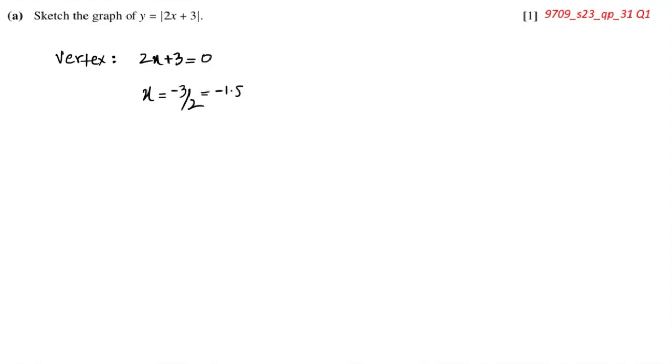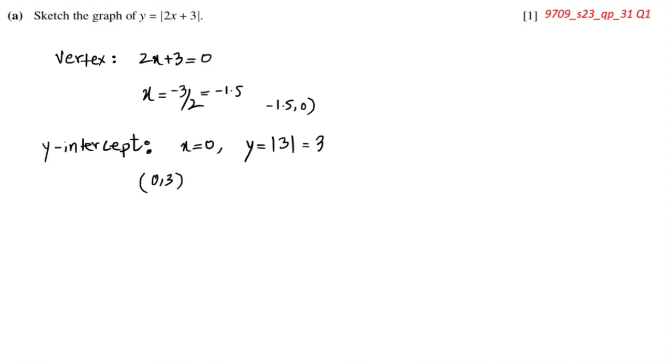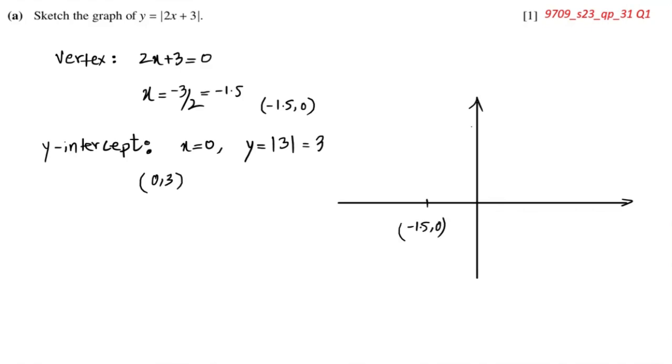Okay, that's your vertex. If you want to find the y-intercept, it's just a 1-mark question, but let's make it as nice as possible. So for the y-intercept, put x equals 0, then your y value will be the absolute value of 3, which is 3. So (0, 3) is the y-intercept, and (-1.5, 0) is your vertex. These are enough to sketch your linear modulus function.